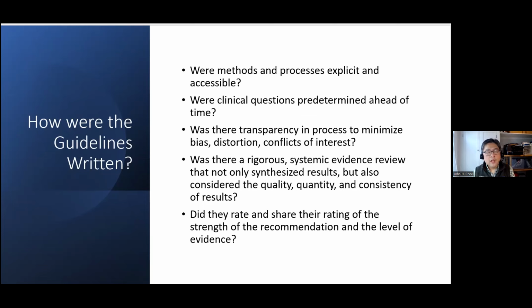Okay. Then think a little bit about how the guidelines were written. Because there's not really necessarily a single standard way in which guidelines have to be done, I think the most important part for you is to really see that they were explicit about the methods and processes. So in broad daylight, did they actually share how they went about their decision making and how they voted and how they decided whether something was recommended or not?